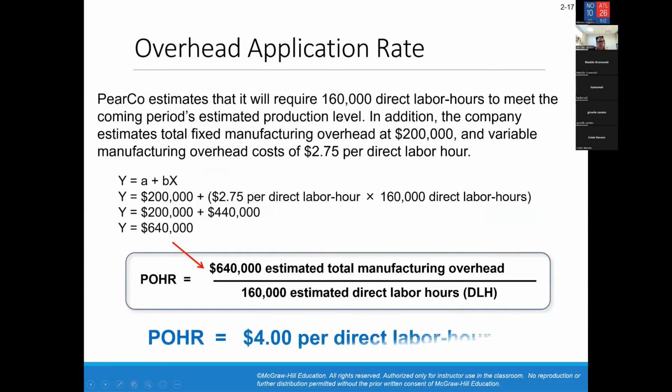Okay, so let's look at the overhead. I'm sorry. So the 3 costs were not the cost. It was direct labor and I forget what the other 2 were? Okay, so yeah.